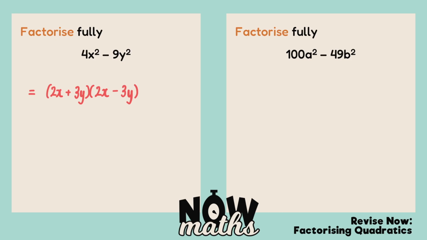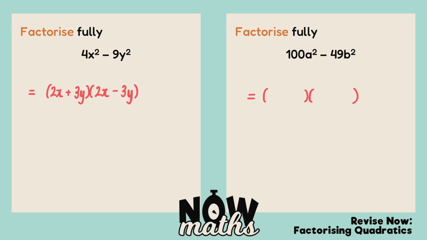Now for our final question, again we're going to factorise this into double brackets since there are no factors greater than 1 in each of our terms. We know we're looking at a difference of 2 squares since each term is a square number and it's a difference because of the subtraction. And again we're going to use square roots to help us factorise here.